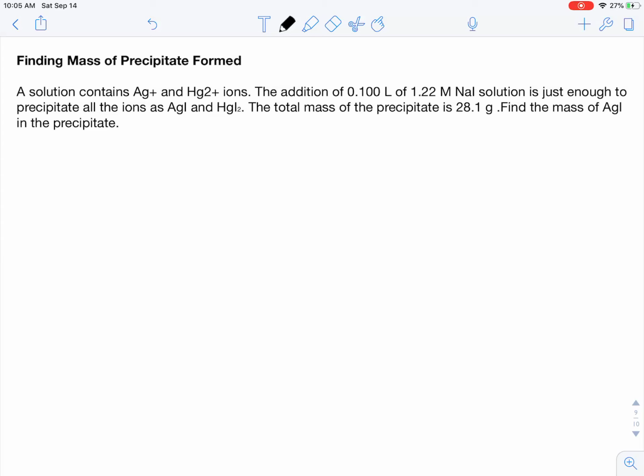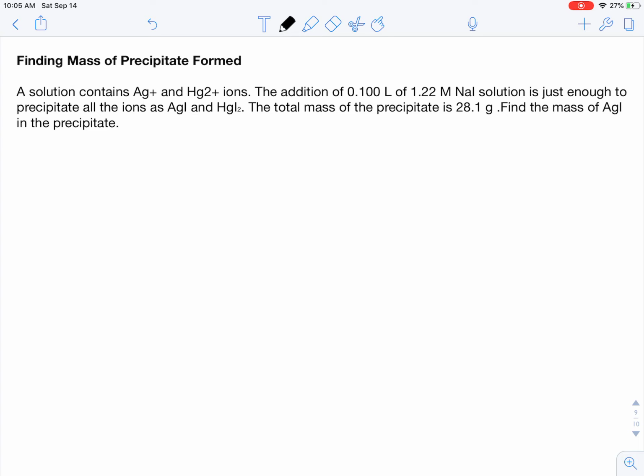A solution contains silver and mercury ions. The addition of 0.1 liter of a 1.22 molar sodium iodide solution is just enough to precipitate all the ions and form silver iodide and mercury 2 iodide. The total mass of the precipitate is 28.1 grams. Find the mass of silver iodide in the reaction.